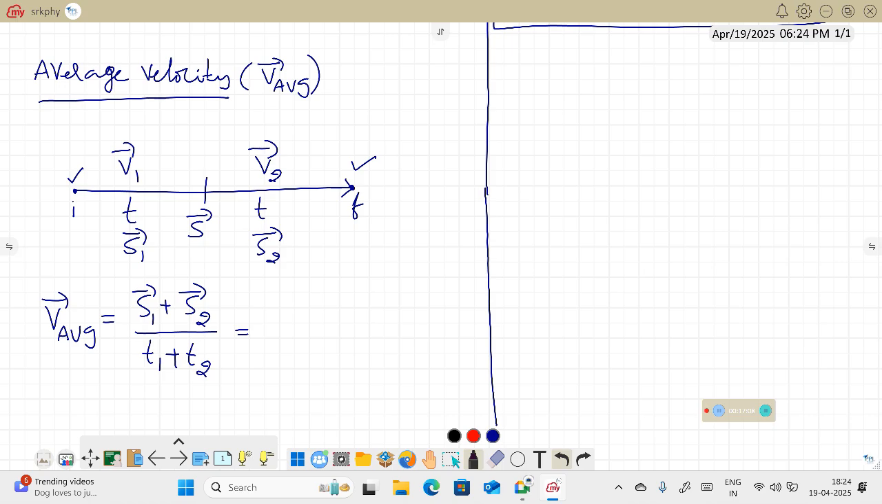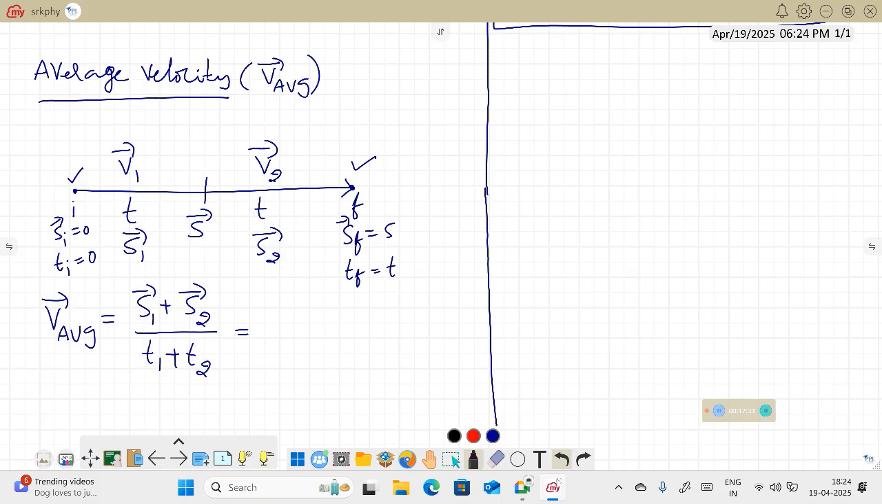So here, this is the distance initially. Initial distance is 0. This is the final position. The final displacement is, sorry, not distance, displacement. Initial displacement is 0. Final displacement, I am taking as s. The initial time is 0 and the final time is equal to nothing but t.